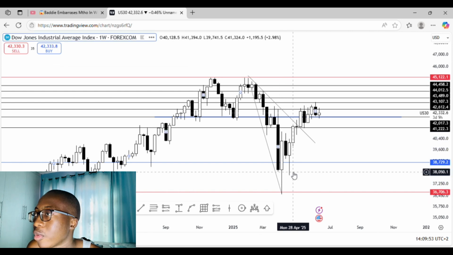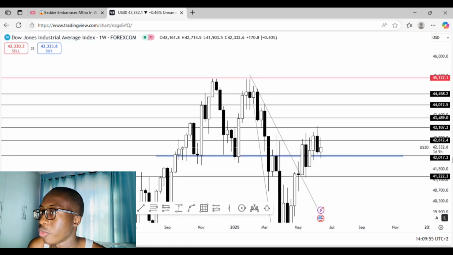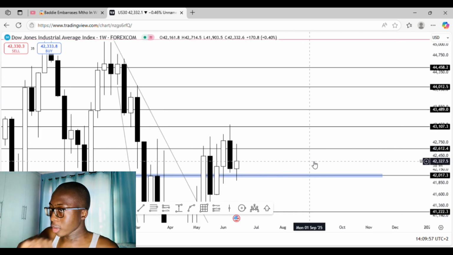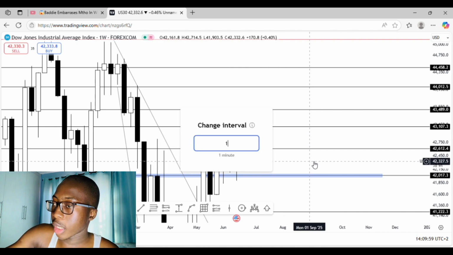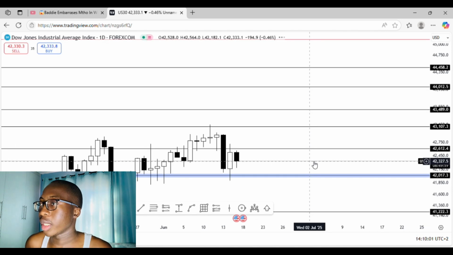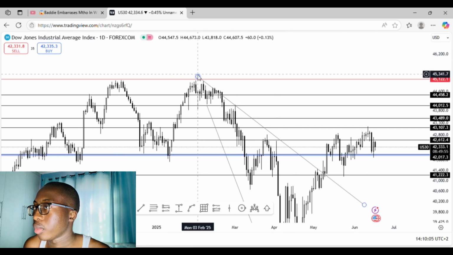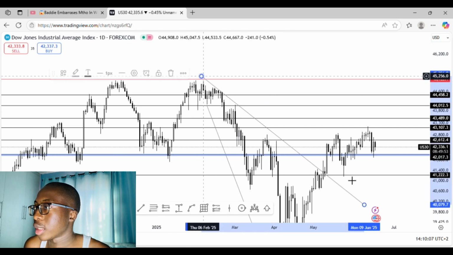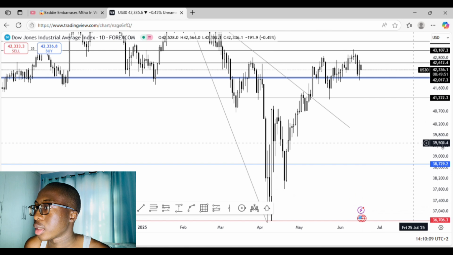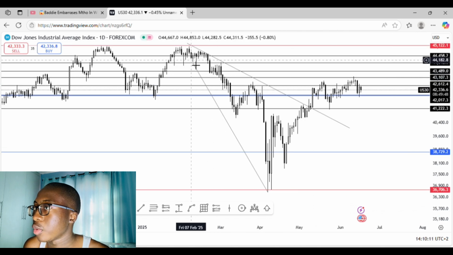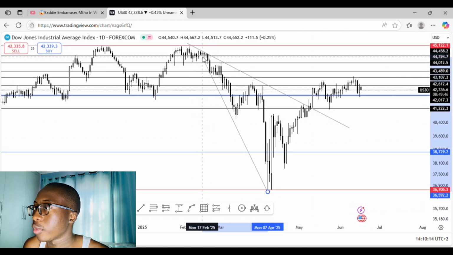It will take everyone out before it takes the real movement to the top side. You understand? So going to the daily chart, we can actually see that we had a beautiful trend there. Let me just fix the trend there. We had a beautiful trend there.